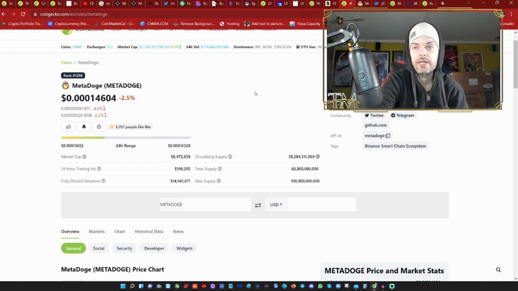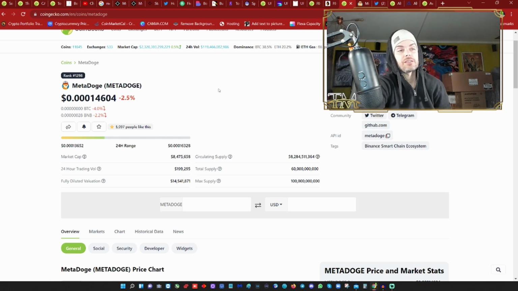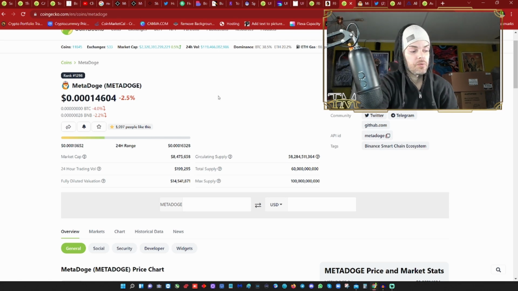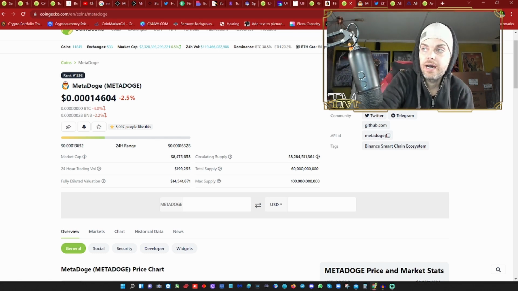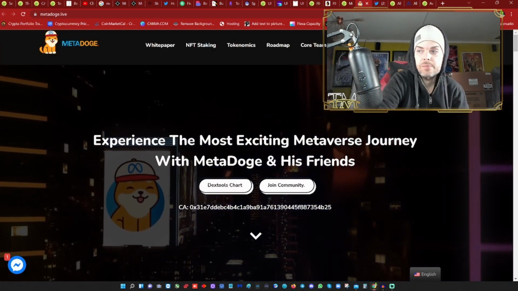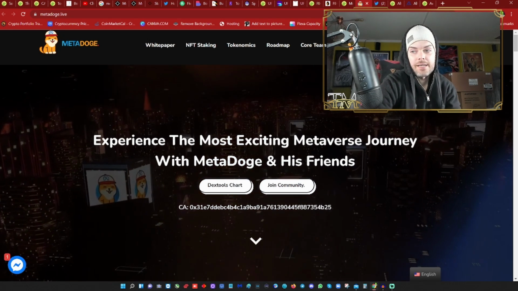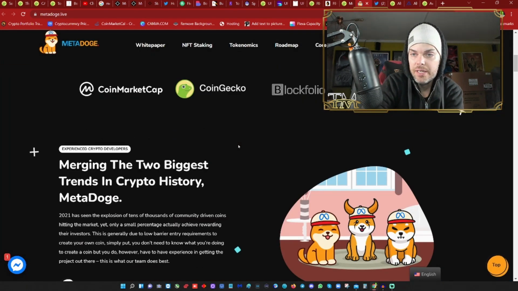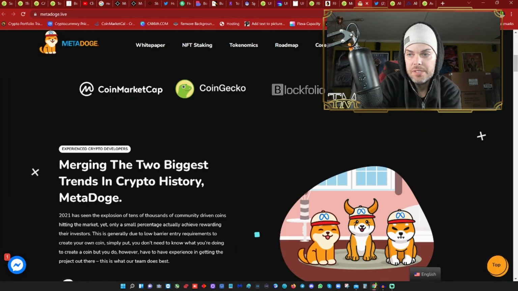Number three, we're going to go right into it. MetaDodge actually is a real shocker for me. I've made more money on MetaDodge than I think any of the other coins that we're going to talk about today. Don't be confused. There are two different coins called MetaDodge. Make sure that this little emblem right here is the one that you're looking at, because they have the same tickers and the same names. But as you can see, here's their website right here. Experience the most exciting metaverse journey with MetaDodge and his friends. Merging the two biggest trends in crypto history.